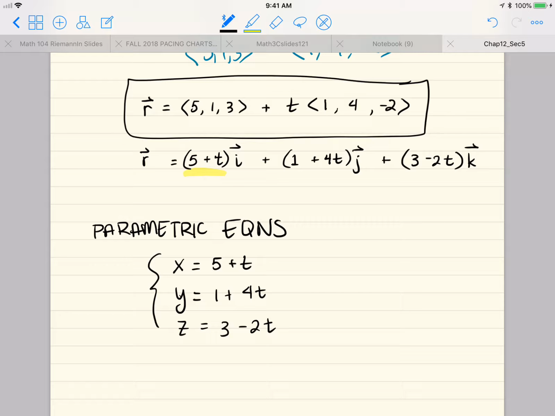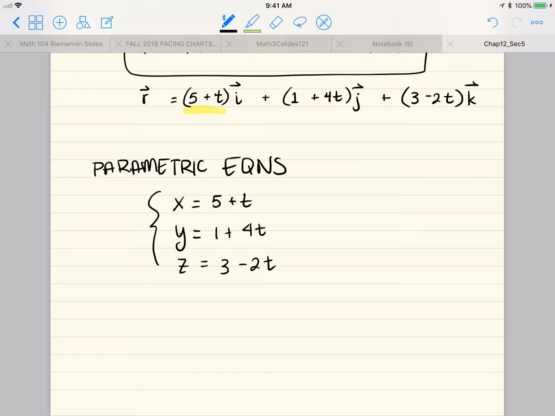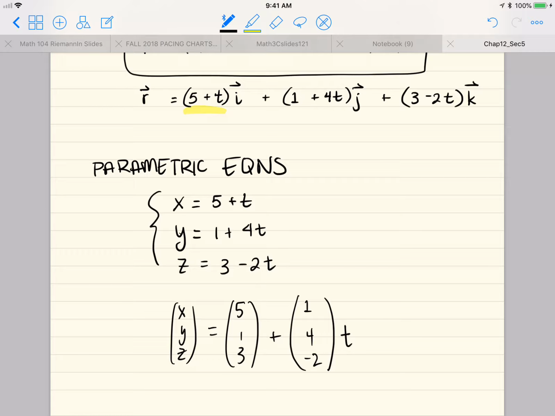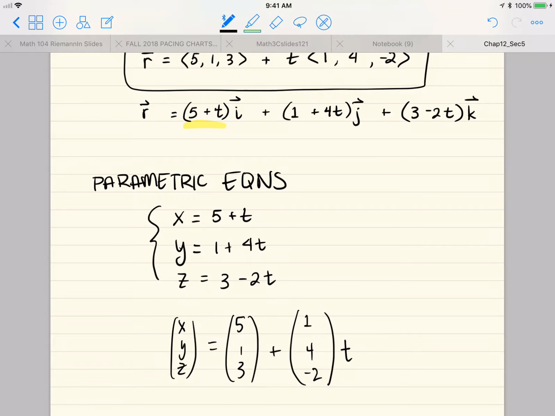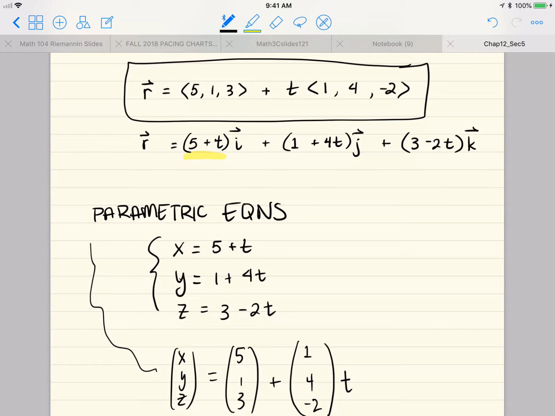And notice that if you're taking linear algebra, you might see this. We could write this in terms of x, y, z equals 5, 1, 3 plus 1, 4, negative 2 times t, right? So if we write out our vectors as columns, that is exactly the same as what we have here. Okay. Oh boy, sorry about that.